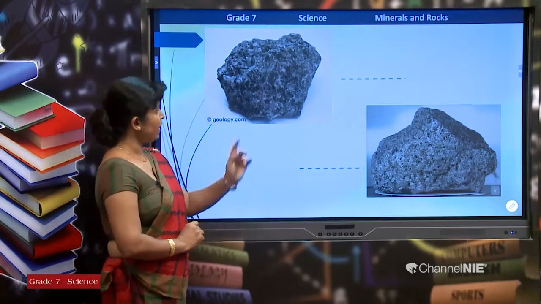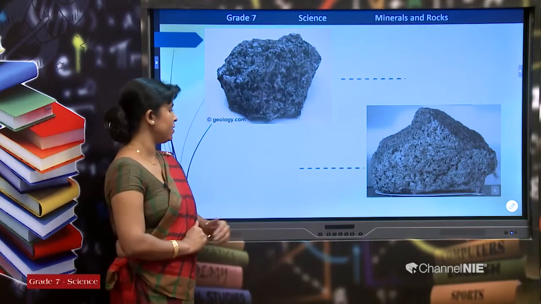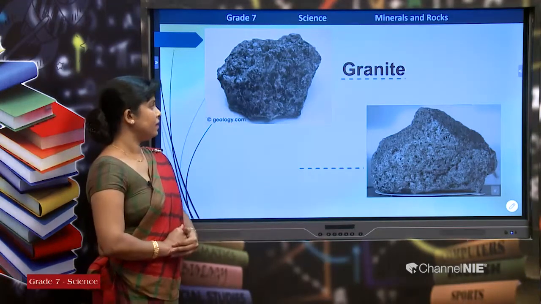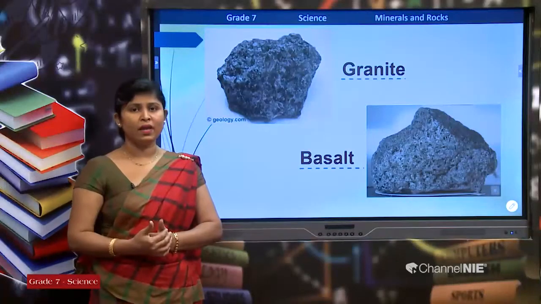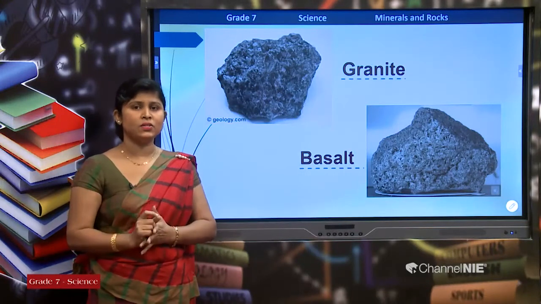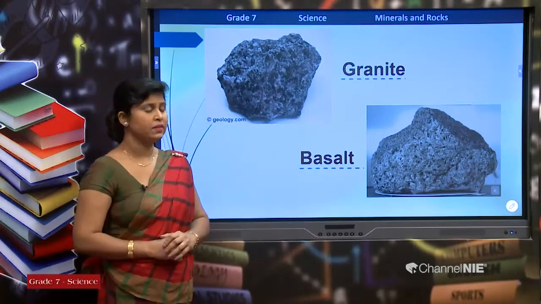Right. Then I have given you two pictures. Here are some examples for igneous rocks. That is granite. We can find granite everywhere in our surrounding. Then this is basalt. Right, here are two examples for igneous rocks. First one is granite and the second one is basalt. Granite and basalt. As you have got your writing books in your hand, write down the topic as igneous rocks and put the examples as granite and basalt.